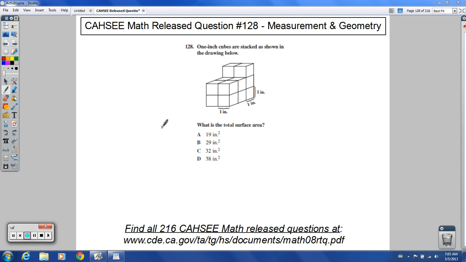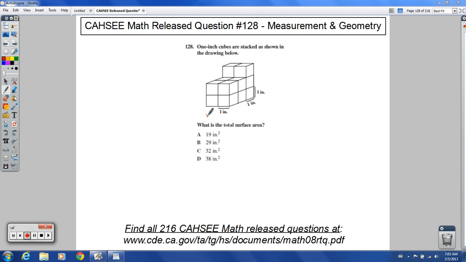Welcome to release question 128 for CAHSEE Math. It says 1-inch cubes are stacked as shown in the drawing below. What is the total surface area? So the surface area, that's the area you can see from the outside. Think of it like that.